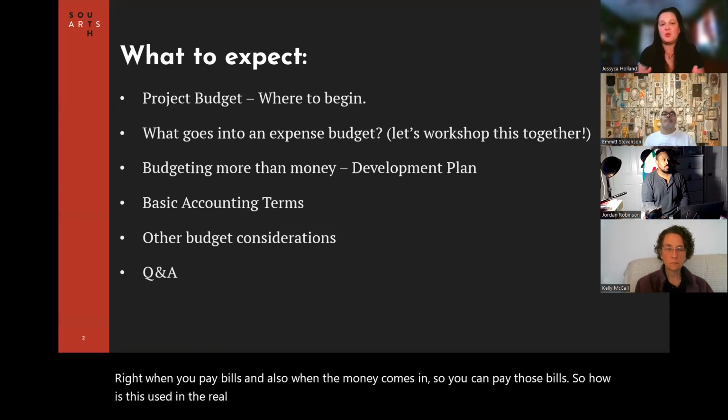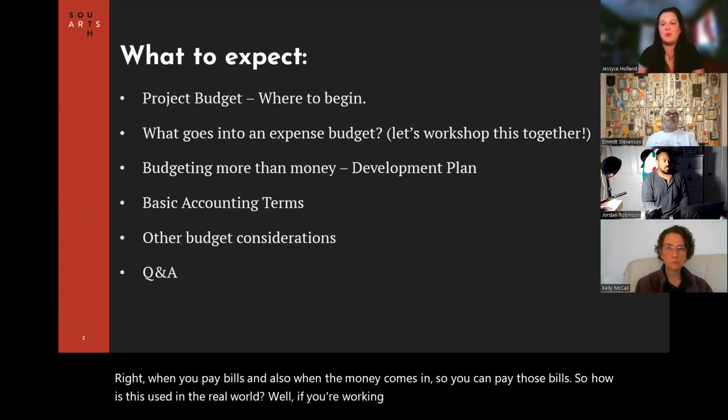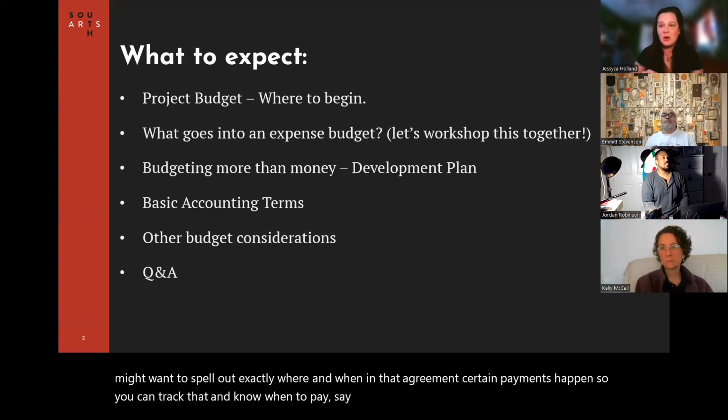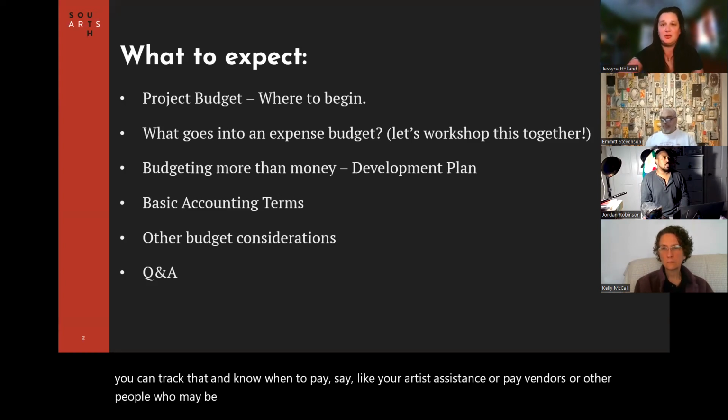Well, if you're working on a contract with somebody, you might want to spell out exactly where and when in that agreement certain payments happen, so you can track that and know when to pay, say, your artist assistants, or pay vendors or other people who may be contracting with you on a particular project.